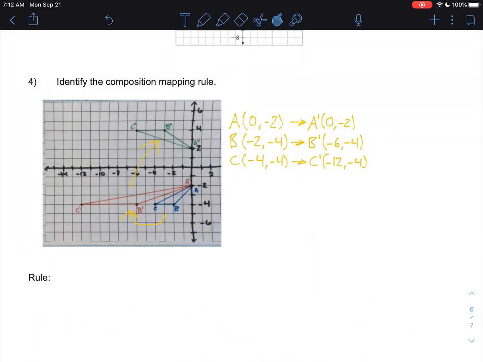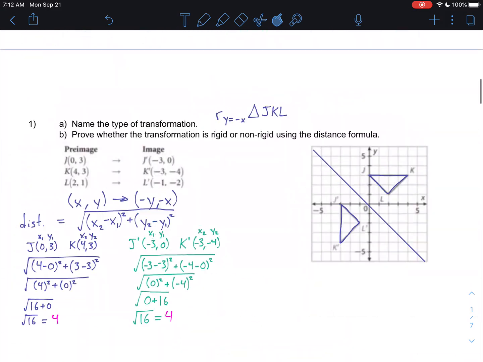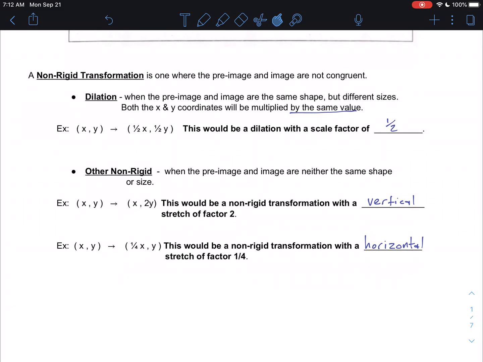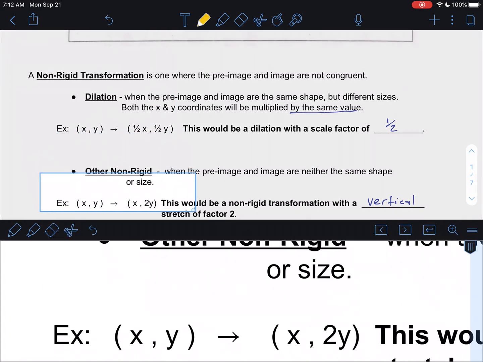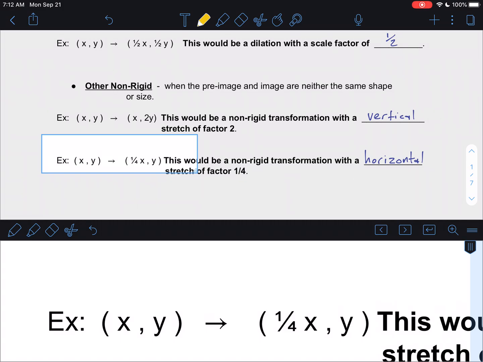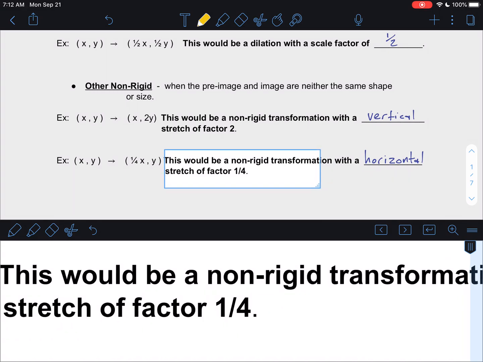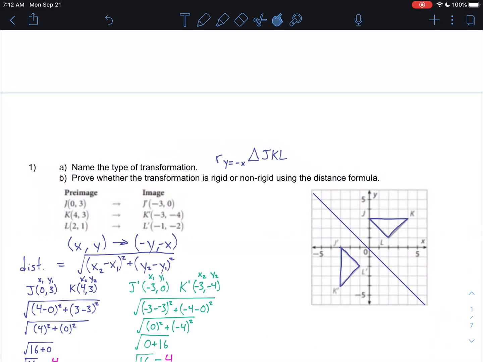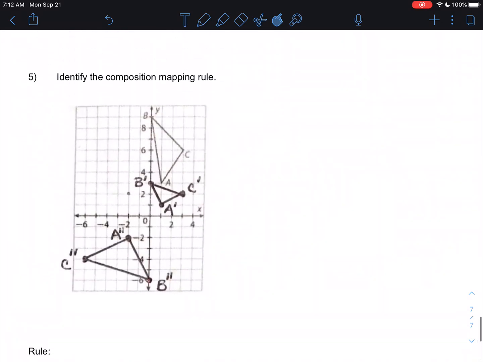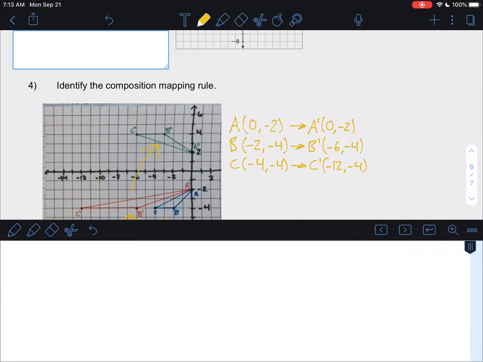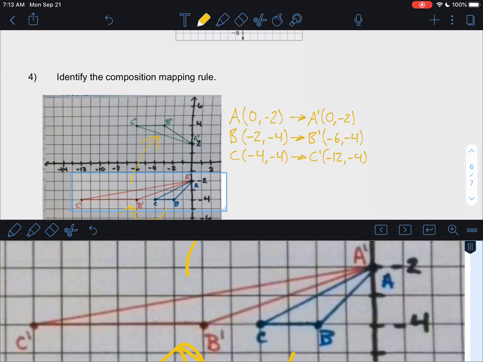And if I go all the way back up to the first page of the notes, this is one of these other non-rigid transformations. When the X value is changing, so it was 3 times X, this would be a non-rigid transformation with a horizontal stretch factor of, this time, 3. We can see how that worked out, because from this blue triangle to this red triangle, it looks like it got stretched horizontally. It didn't get stretched vertically at all, didn't change its height, but it changed its width.